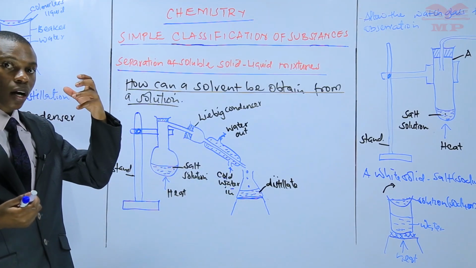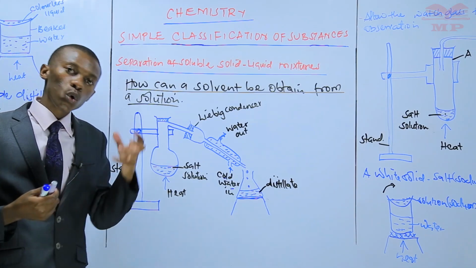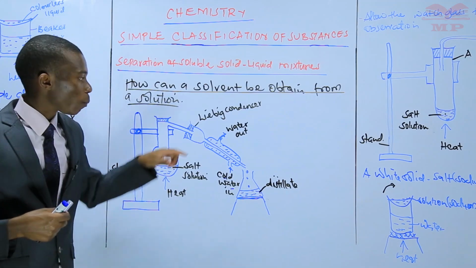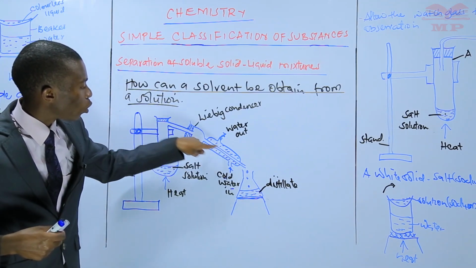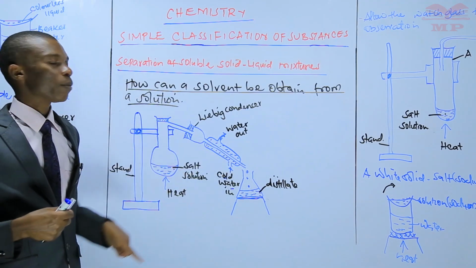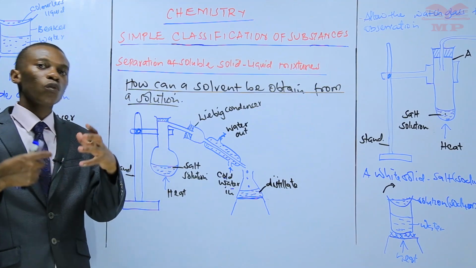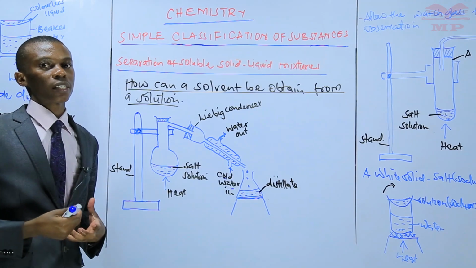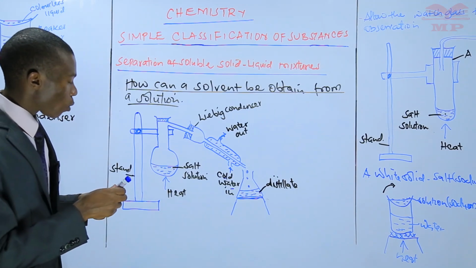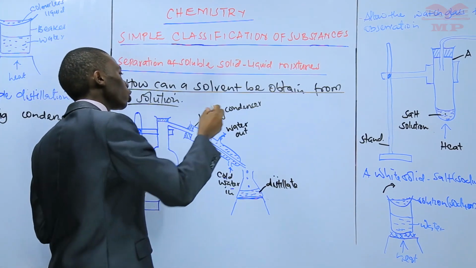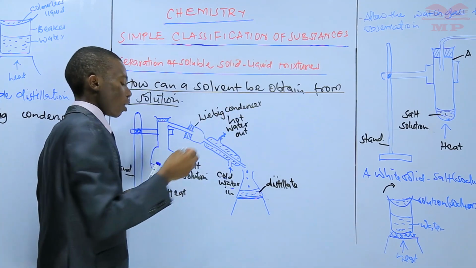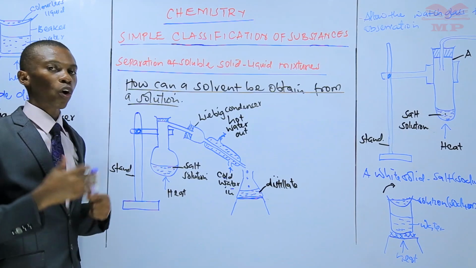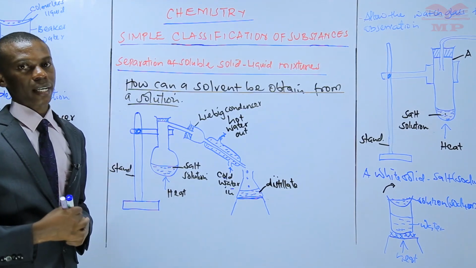When this cold water cools the hot water vapor passing through this Liebig condenser, this water in the process of cooling the hot water vapor also gets hot. And that is why we have the hot water coming out on the upper side. The hot water is coming out on the upper side.